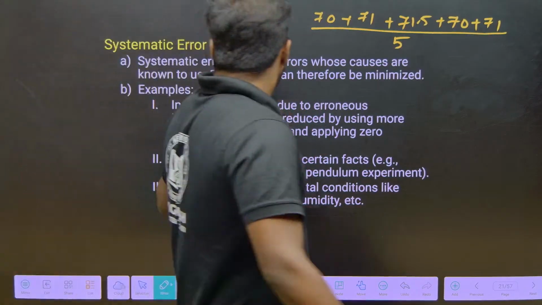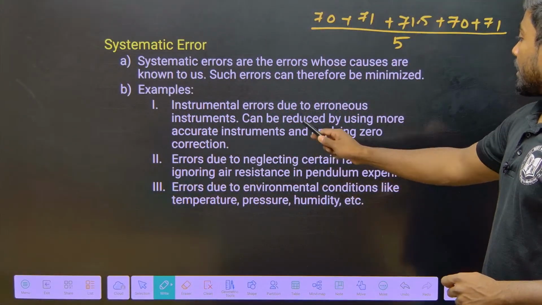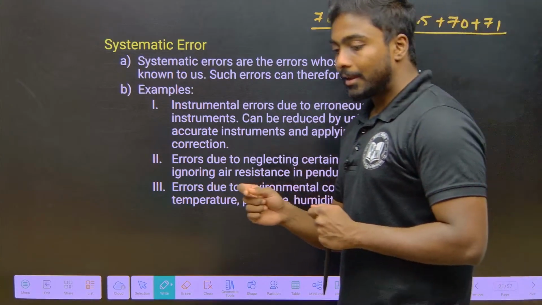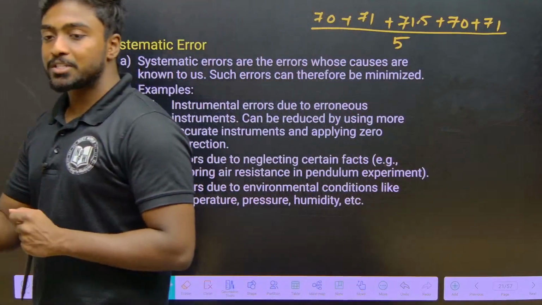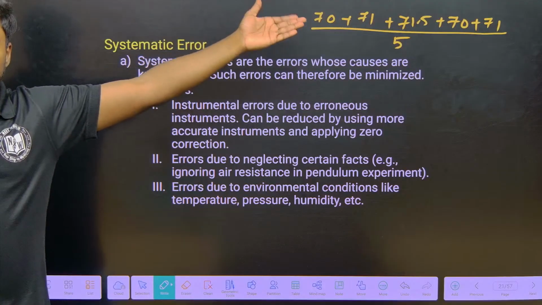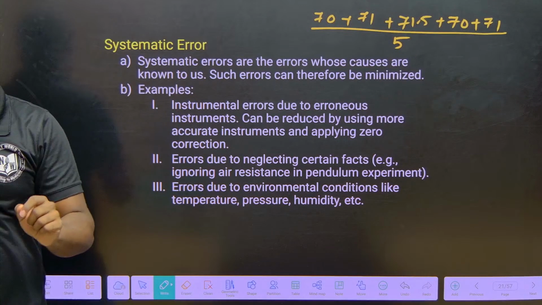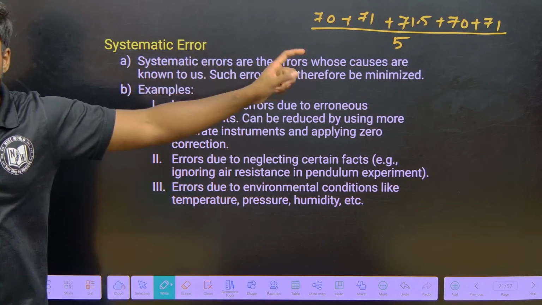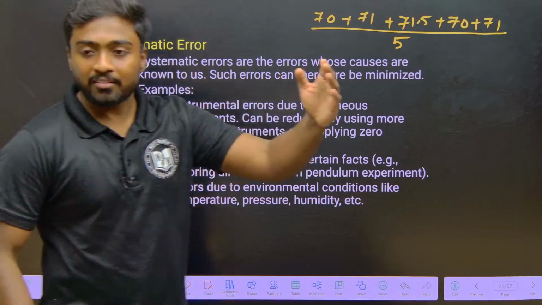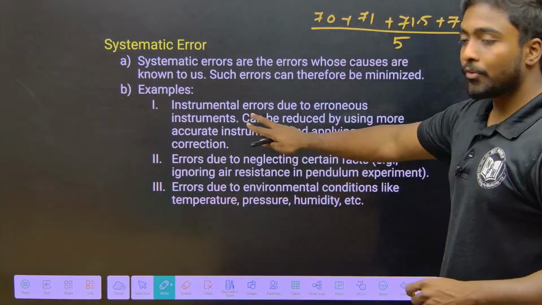Instrumental error due to faulty instrument can be reduced by using more accurate instruments. If I take a 1 centimeter scale to measure the board, it can measure up to 40 or 50 centimeter approximately. If I take 0.1 centimeter, I can measure somewhat accurately. Again, if I take 0.01 centimeter, I can measure more accurately. If I decrease the least count value, I can increase the accuracy. That's what the first point says.